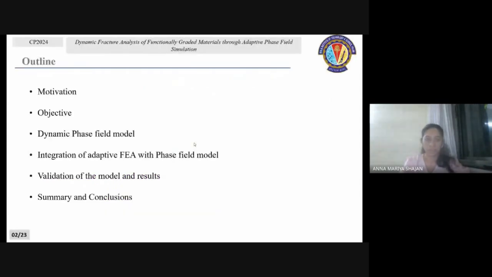So, this is the outline of my presentation. So, starting with the motivation and the objective that drove this study. Next, I will introduce the methodology focusing on the dynamic phase field model. Then, I will explain about the integration of the adaptive finite element with the phase field model, followed by the validation of the proposed adaptive phase field model with the results. Finally, the summary and the conclusions.